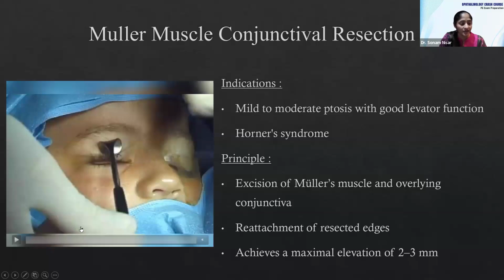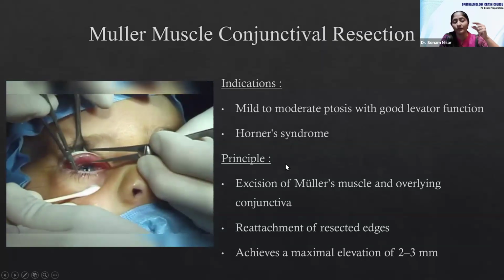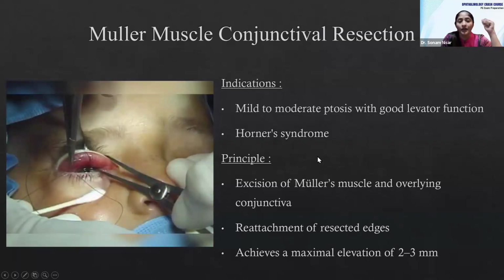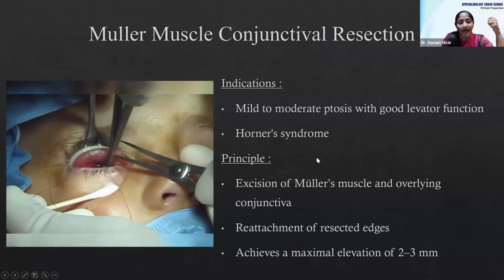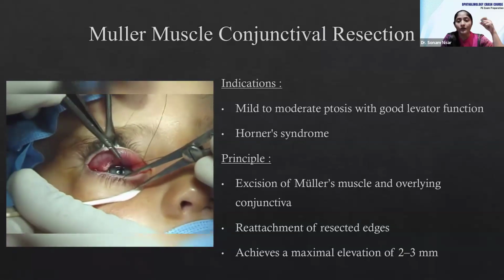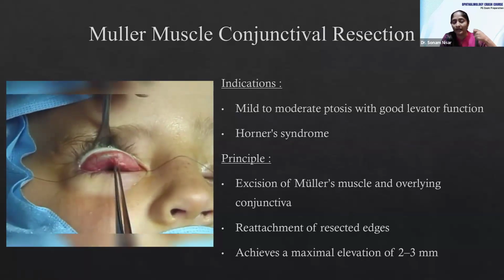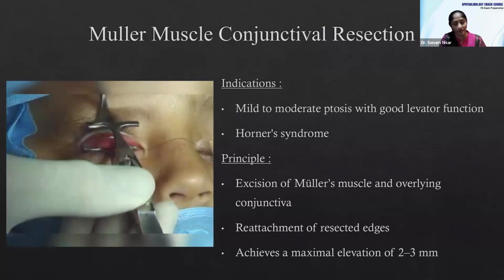One of the most beautiful surgeries, that is the conjunctival Müllerectomy, can be done in mild to moderate ptosis with good levator function. You can do it also in Horner syndrome. It generally gives you a lift of 2 to 3 millimeters. Now, the prerequisite of this surgery is, as Dr. Anshul mentioned, you can do a phenylephrine test in the OPD itself to see how much lift you are getting. And an added advantage here is you can take the crease on the sutures after doing the surgery.